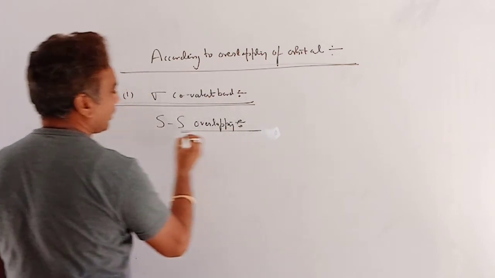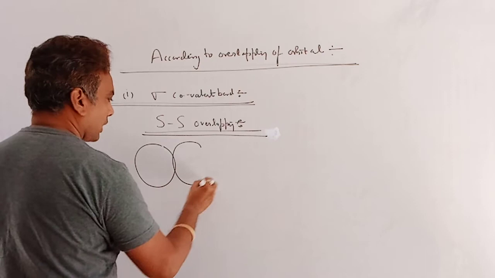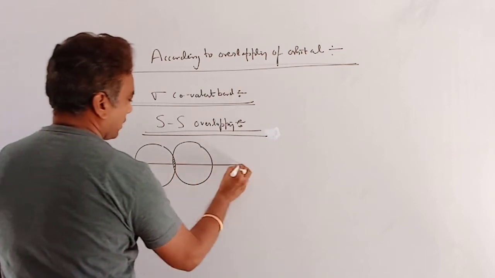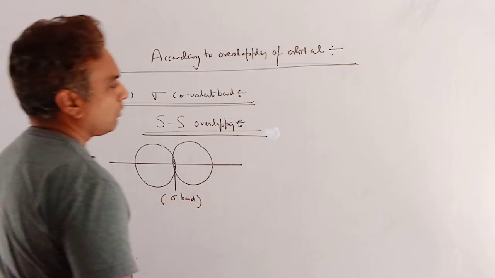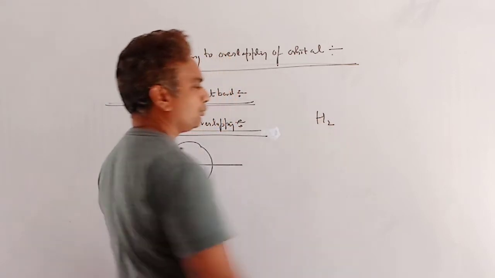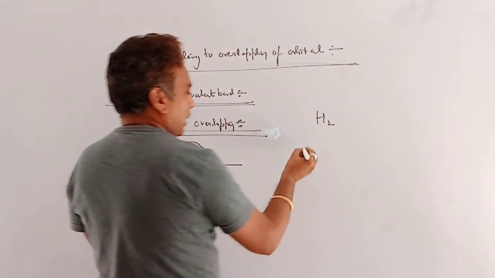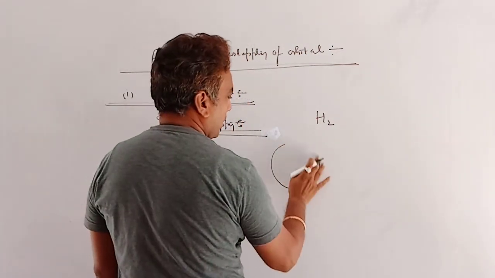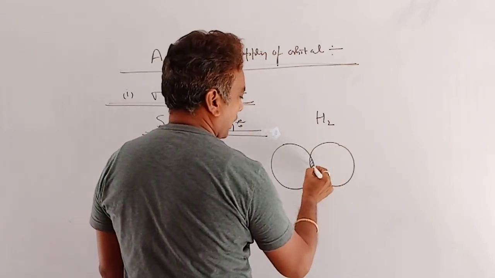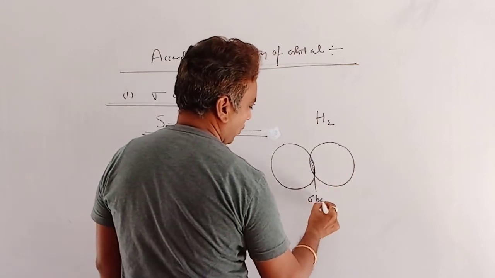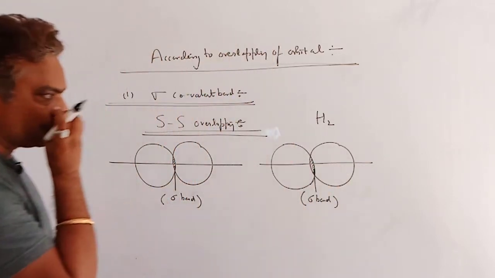For example, like SS overlapping. One s orbital overlaps with another s orbital, like this. Such type of overlapping is known as sigma. It is always sigma. For example, like H2. We have two hydrogens and both contain s subshell. So one s of hydrogen overlaps with another s of hydrogen to form sigma bond. Clear?